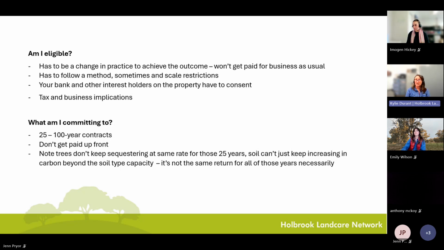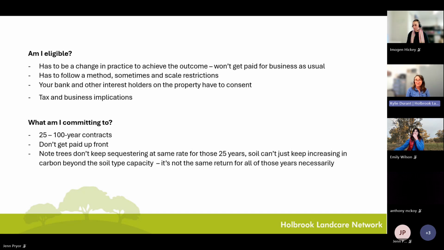And just to know that your bank and other interest holders on the property have to consent to all of this as well. It's an agreement for all business interests, and owning ACCUs has tax and business implications. So if you're thinking about it, you've got to talk to your accountant and get good advice on all that. You're committing to long-term contracts.